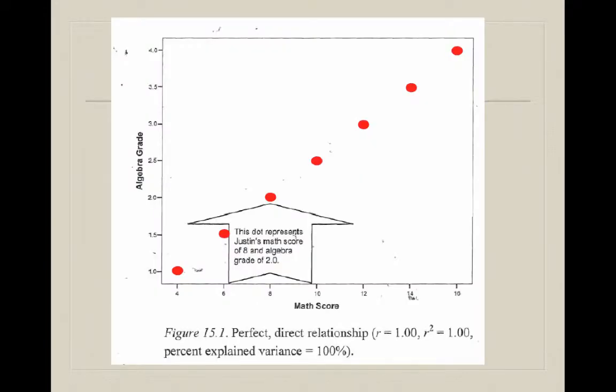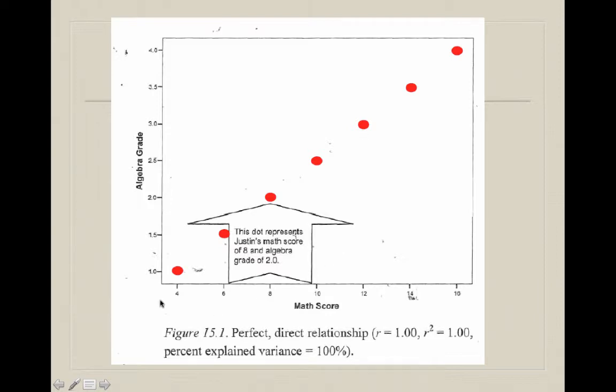So what does it look like on a graph? This is it. Okay. So each of these dots, if you go back to that chart, you would look and see that this is Joey's. He had a 4 on math score and a 1 as an algebra grade, or a D. Okay. 6 for June, 1.5 C minus. This one is Justin's, so on and so forth.